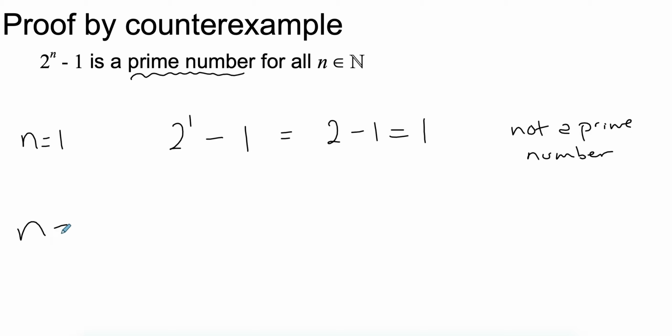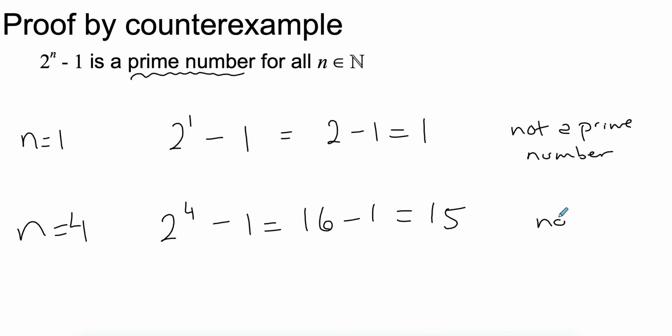If you want to go further, just with trial and error, you'll notice that 2 to the power 4 minus 1 is 16 minus 1, which is 15, which is not a prime number. And that's it. You've shown it by a counterexample. So that's the idea of it. And usually it's going to show whether you should use a counterexample or a proof by contradiction.